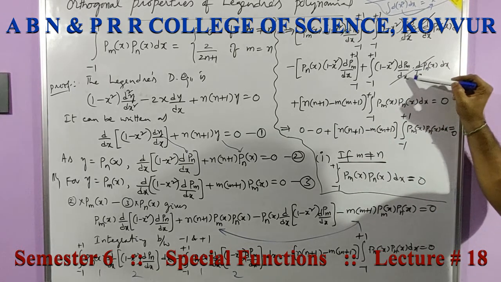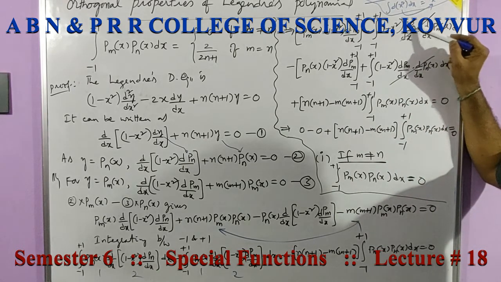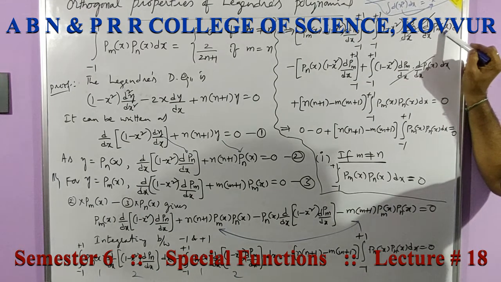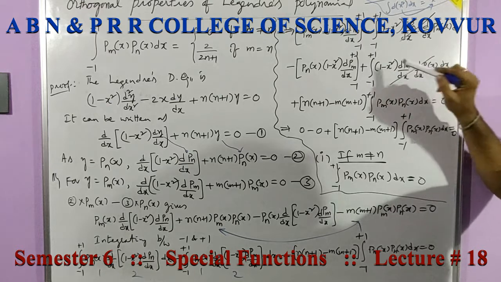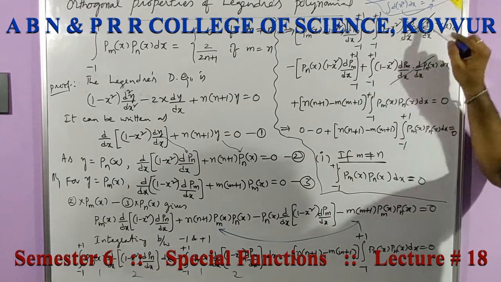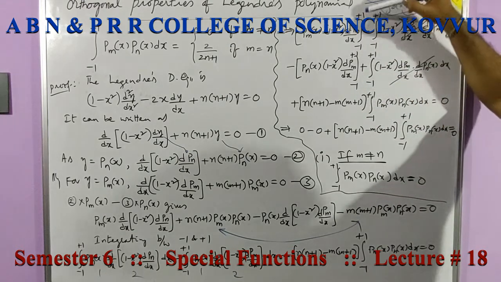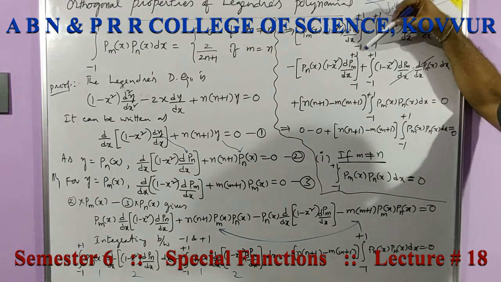These two are the same, 1 minus x square d by dx of Pn, d by dx of Pm. This is d by dx of Pm, d by dx of Pm, both are the same. This is minus, this is plus, both get cancelled. And applying upper and lower limits.